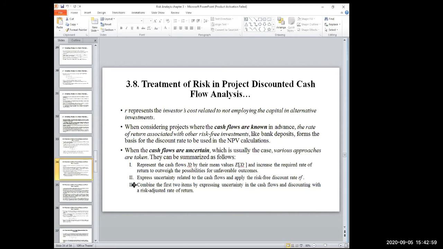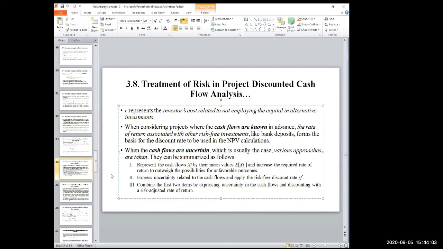The third one: combine the first 2 items, approach 1 and approach 2. Then, how to combine? First, express uncertainty in cash flow and use what? Discount with a risk-adjusted rate of return. Risk-adjusted rate of return means here the required rate of return. What does the required rate of return contain? For example, if the risk-free rate is 5%, the required rate of return, or risk-adjusted rate of return, must be greater than 5%. For example, we can make it 8%. The 3%, 8 minus 5, will be used to adjust the risk, right? To adjust the risk. So we took the required rate of return from approach 1 and expressed uncertainty in the cash flow from step 2.